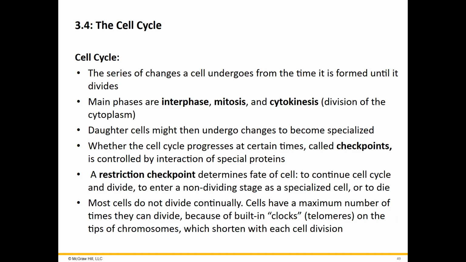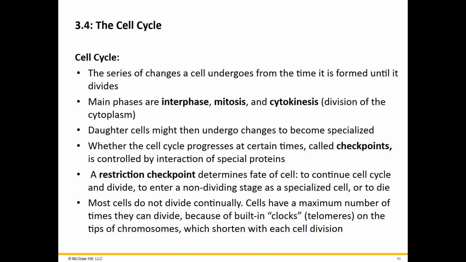So what I want you to know about the cell cycle is there are three main phases: the interphase, mitosis, and cytokinesis. Cytokinesis is a phrase which means the division of the cytoplasm. In cell reproduction, the cells that are created are called daughter cells.